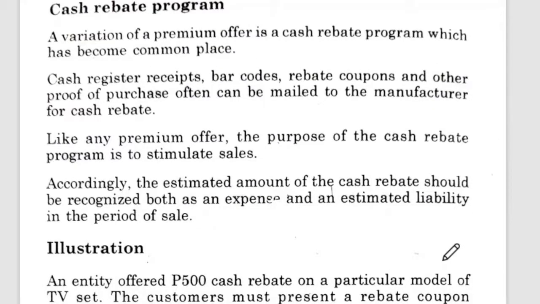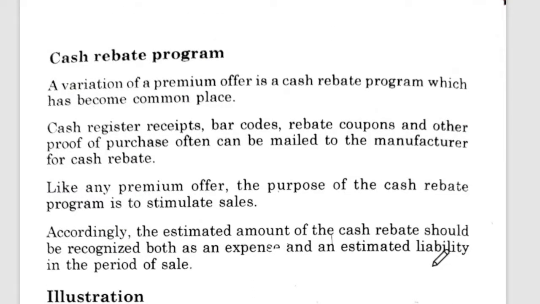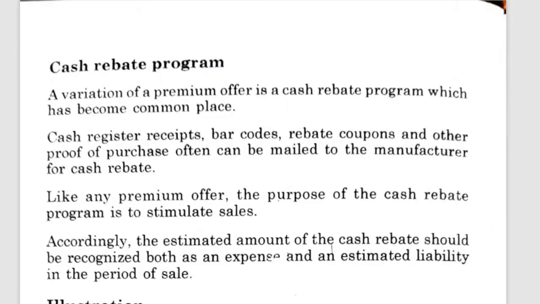Now let's go to the second topic in this chapter. This is on the cash rebate program. A variation of a premium offer is a cash rebate program, which has become commonplace. Cash register receipts, barcodes, rebate coupons, and other proof of purchase often can be mailed to the manufacturer for a cash rebate. Like any premium offer, the purpose of the cash rebate program is to stimulate sales. Accordingly, the estimated amount of the cash rebate should be recognized both as an expense and estimated liability in the period of the sale.